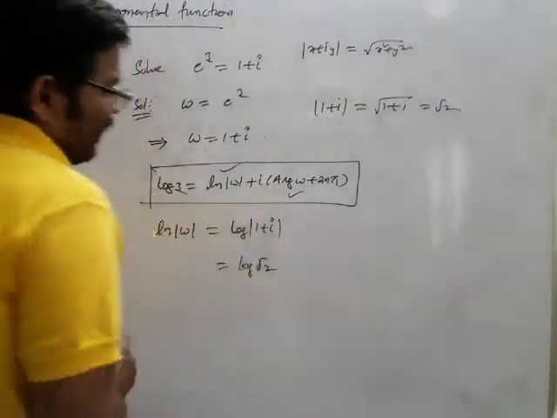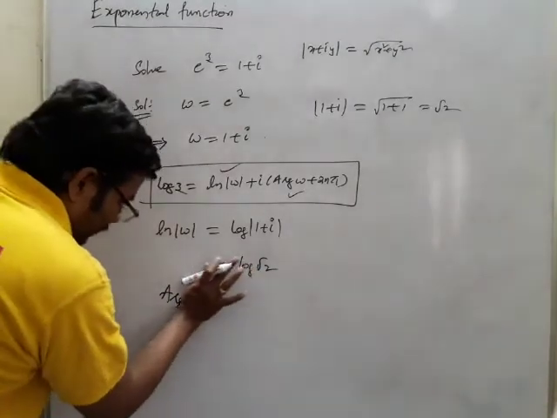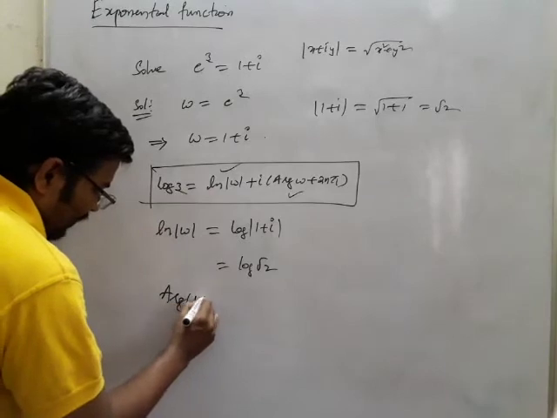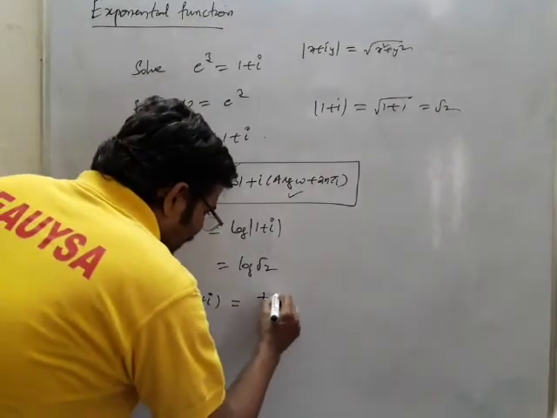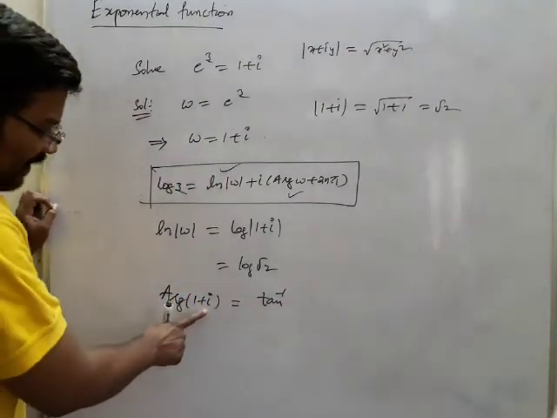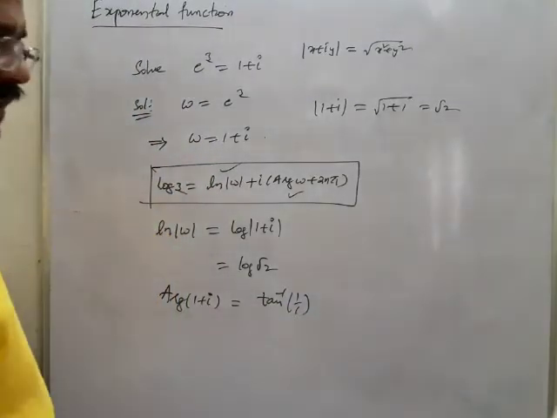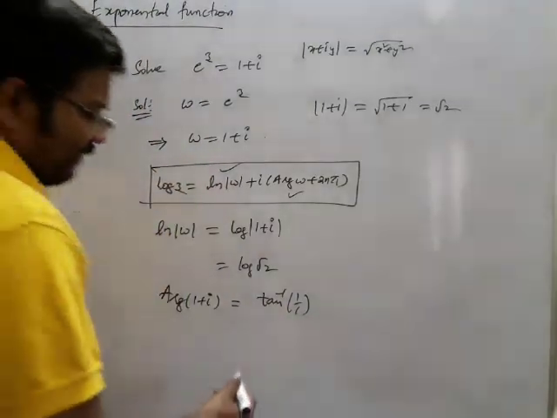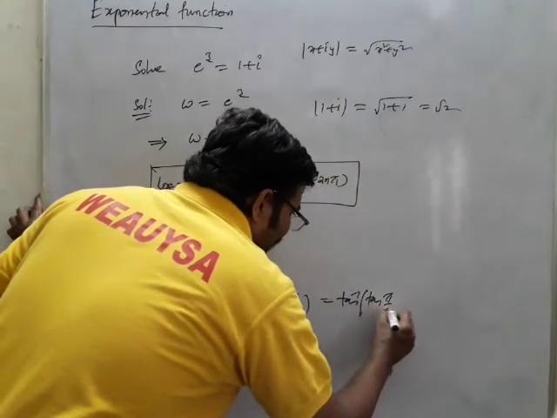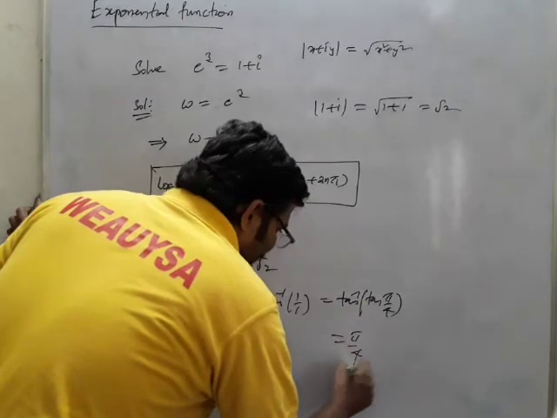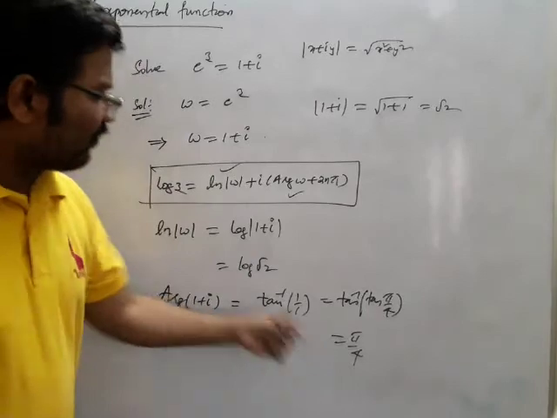Now argument of w I need to find out. Argument of w means what? Argument of 1 plus I is nothing but tan inverse y by x. Y is 1, and 1 by 1. Tan inverse 1. When will it be tan 1? Tan 1 means tan inverse tan pi by 4. So therefore you will get pi by 4. Now this value is pi by 4. So the value you got like this.